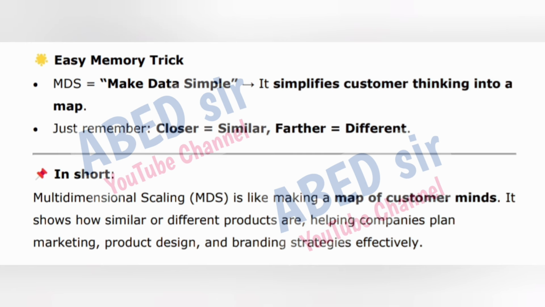Easy memory trick. MDS is equal to make data simple. It simplifies customer thinking into a map. Just remember, closer is equal to similar, farther is equal to different. In short, multidimensional scaling, MDS, is like making a map of customer minds. It shows how similar or different products are, helping companies plan marketing, product design, and branding strategies effectively.